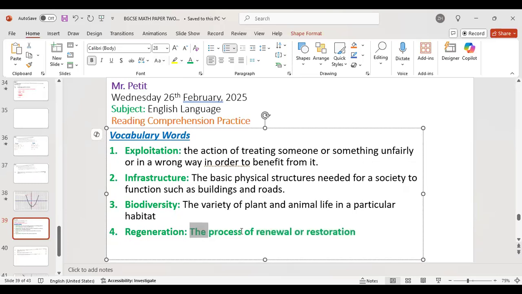Again, put your name inside the chat if you would like to read, because I'm going to select some readers for our reading comprehension practice. So put it inside the chat. My name is in the chat, and you said your name was Mr. Petit. All right, good. Excellent.